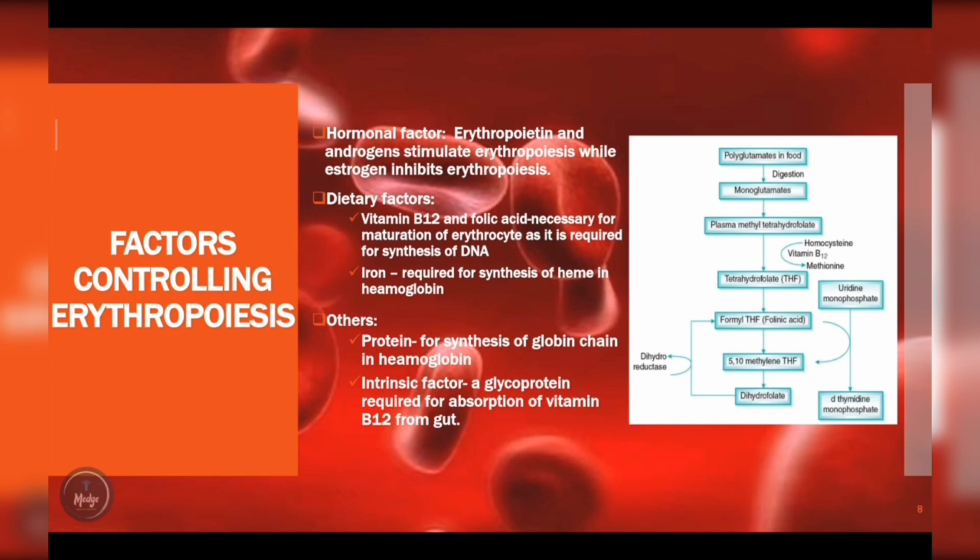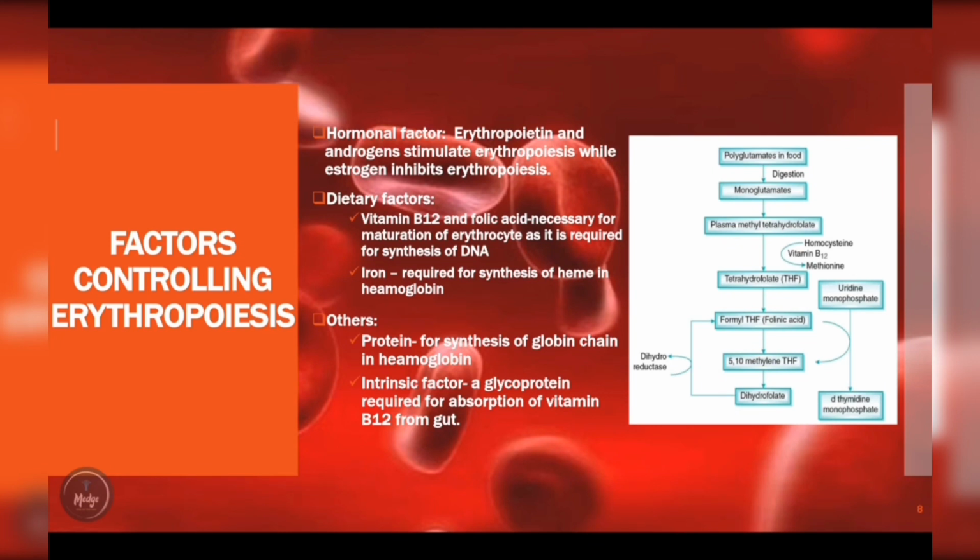Factors affecting erythropoiesis. The first factor is the hormonal factor. Erythropoietin and androgen stimulate erythropoiesis. Thereby, men have a higher RBC count compared to women, because estrogen inhibits erythropoiesis. The dietary factors such as vitamin B12 and folic acid are required for synthesis of DNA of erythrocytes and are necessary for maturation of an erythrocyte as well.